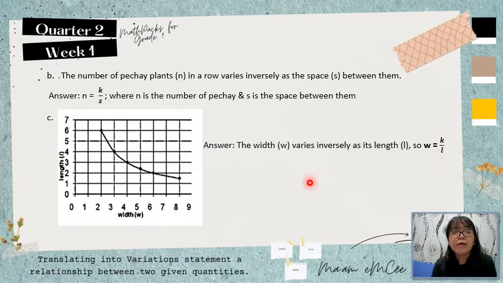Actually, you can also switch them. We can have our L here and our W here, as long as one variable will be on the left side and the other variable will be on the right side, in the denominator, because what is in the numerator is our constant of variation, which is the K. So it can also be L is equal to K over W. So, this will be a situation illustrating an inverse variation.